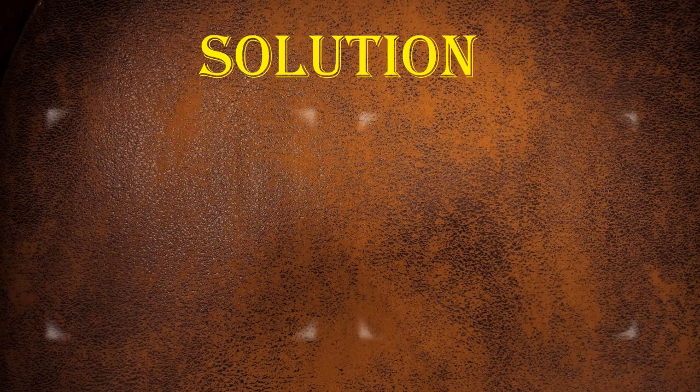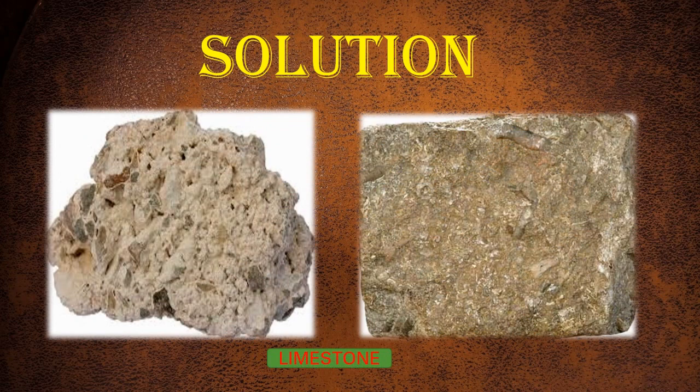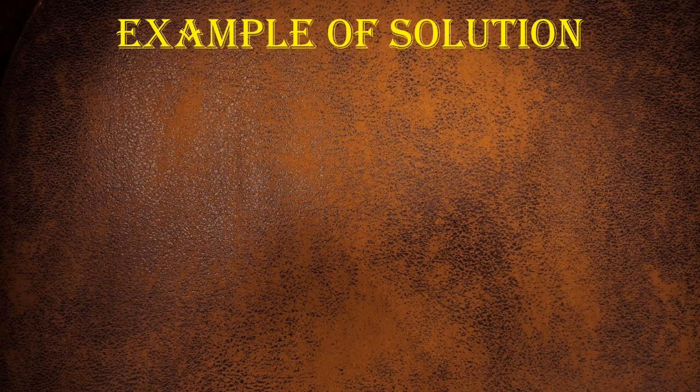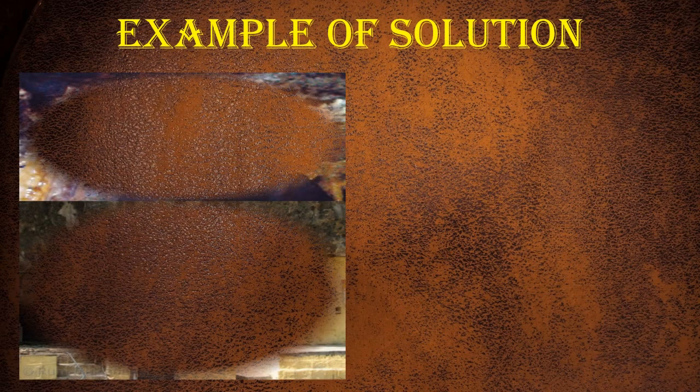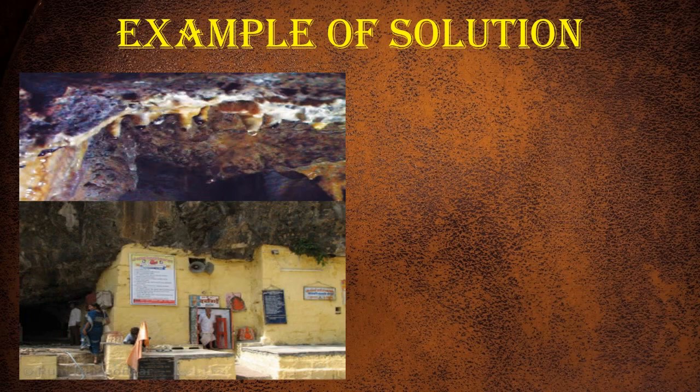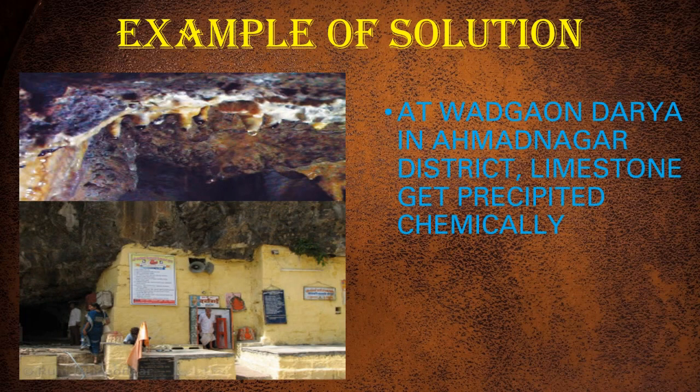Here we have an example of solution. Limestone is formed due to chemical precipitation between water and alkalis. Here we have another example of solution. At Vadgaon Darya in Ahmednagar district, limestone gets precipitated chemically and undergoes chemical weathering again.